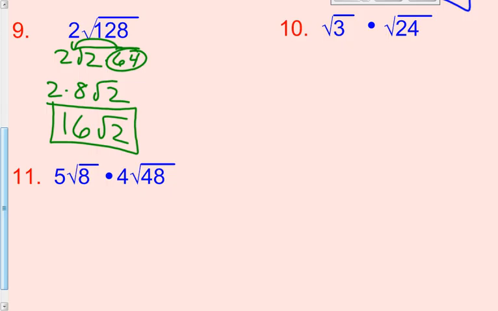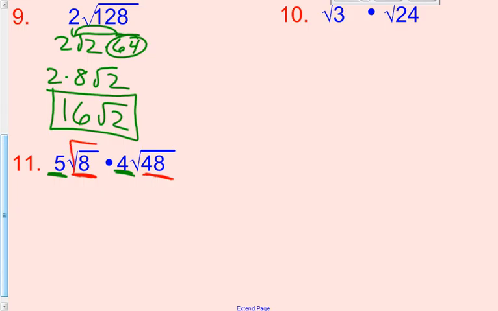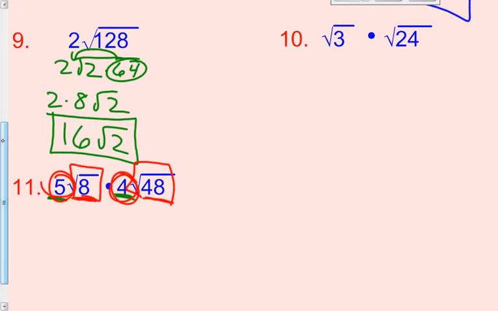The way I kind of word it sometimes is that the coefficients are in their own world. You can only multiply them by each other. The radicals are in their own world. You can only multiply them by each other. You cannot cross over into the other person's world. You have to stay amongst your own kind. So radicals have to be multiplied by radicals. Coefficients have to be multiplied by coefficients. We'll go over and do number 10 first.